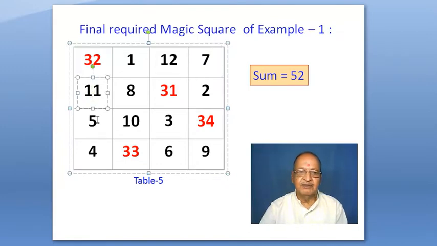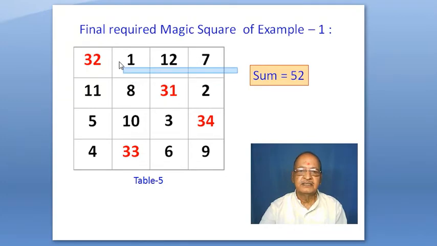Here also 11 plus 5 plus 4 is 20. So we selected this number with the help of these numbers. The sum of the three numbers is 20 here, and the sum of three numbers here is also 20. So these are those. We have taken 52 minus 20, which will give 52 only. So the sum is coming 52.